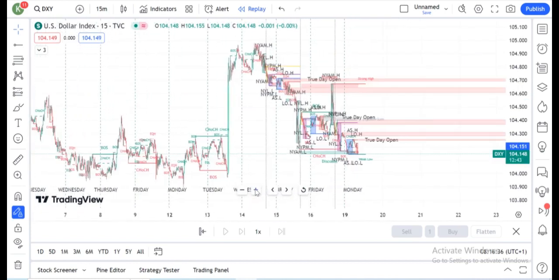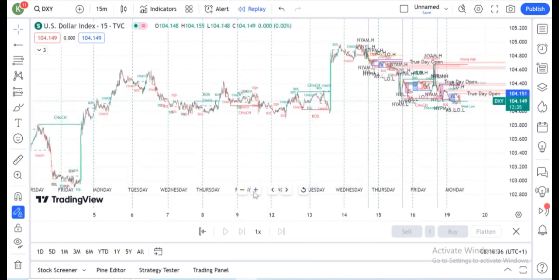So for today's entries, you look at the entry from the 15 minute time frame.